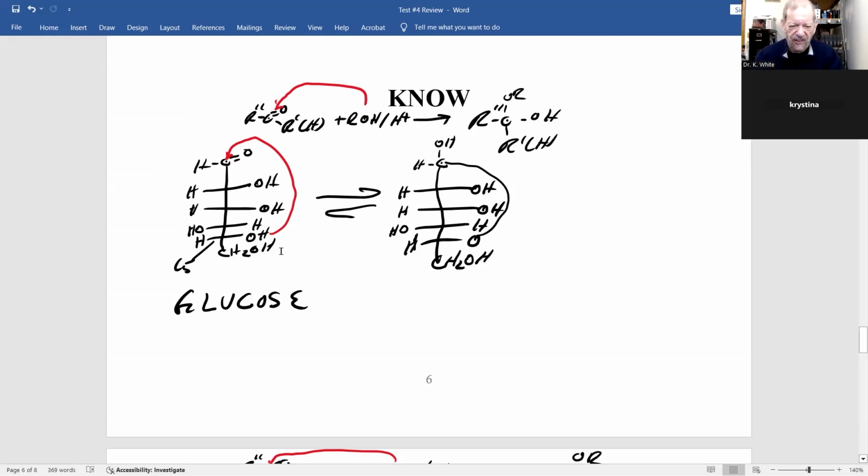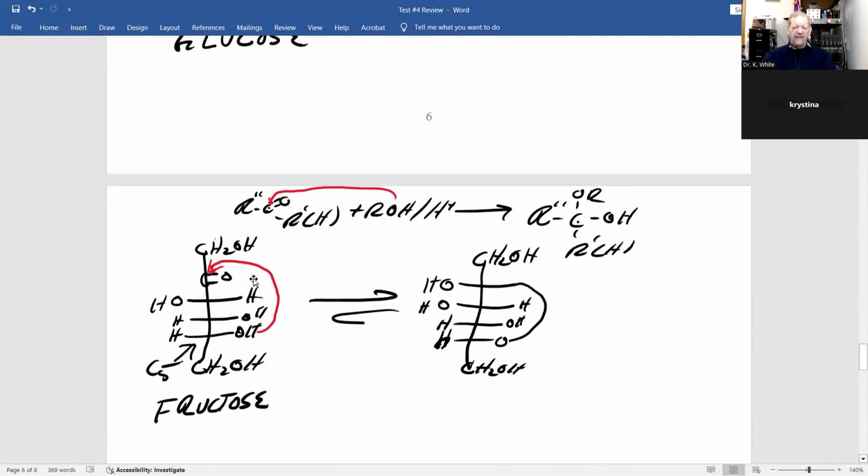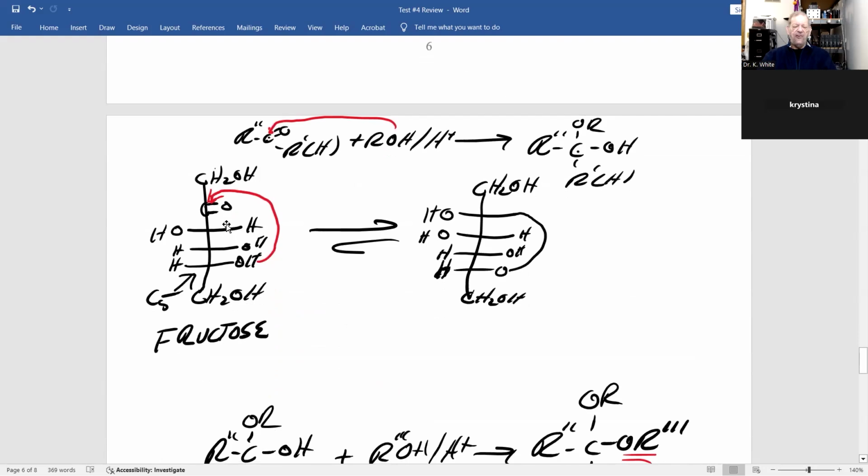You should know this equilibrium. If I give you this, you should know how to draw the product. If I give you this, you should know how to draw the starting material or write the name. Now, the same thing can happen with fructose. These are both sugars, which are carbohydrates. And here we have a ketone. Again, same reaction, making a hemiacetal. Hydroxyl group on carbon 5 reacts, everything else stays the same.